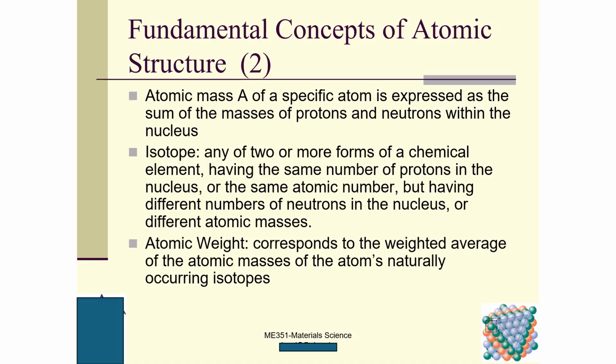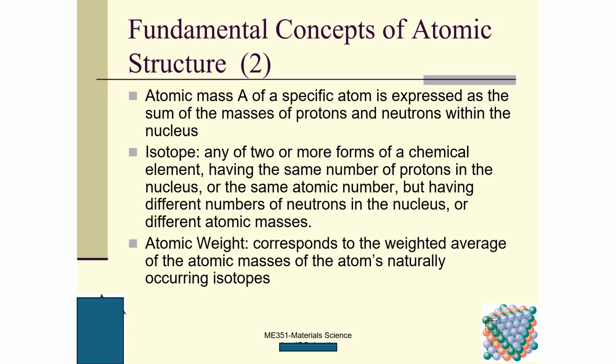And then we talk about fundamental concepts of atomic structure. Atomic mass A of a specific atom is expressed as the sum of the mass of the protons and the neutrons within the nucleus. Electrons are very, very light, so we only include protons and neutrons when we compute atomic mass A.